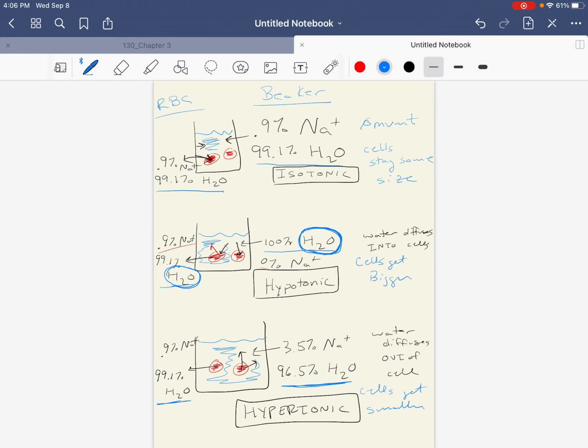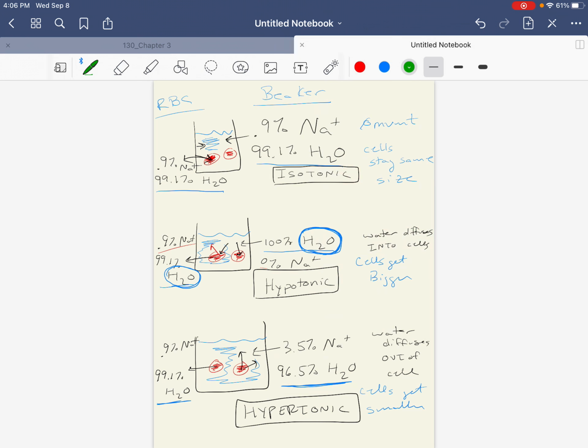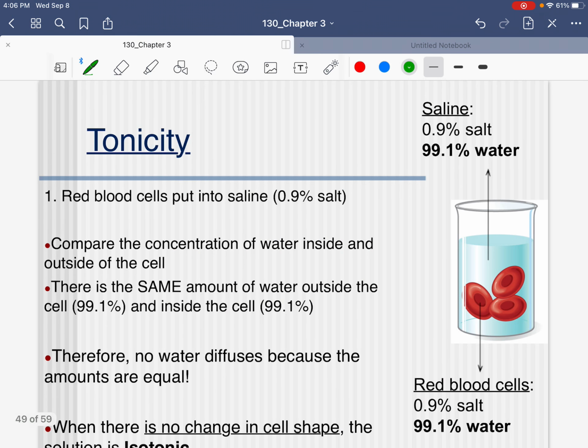I don't have a summary slide here, but just be able to know that in an isotonic solution, cells stay the same size. In a hypotonic solution, cells get bigger. And in a hypertonic solution, cells get smaller. How I remember it, and this might sound stupid, maybe it works for you, maybe it doesn't. I always think hyper. If someone is hyper, they may go see a shrink. So hypertonic, the cells shrink.